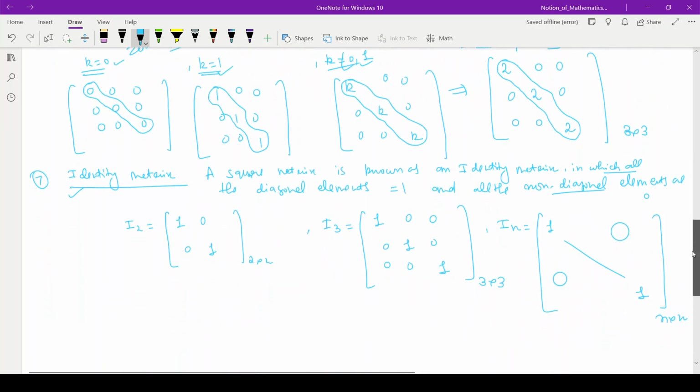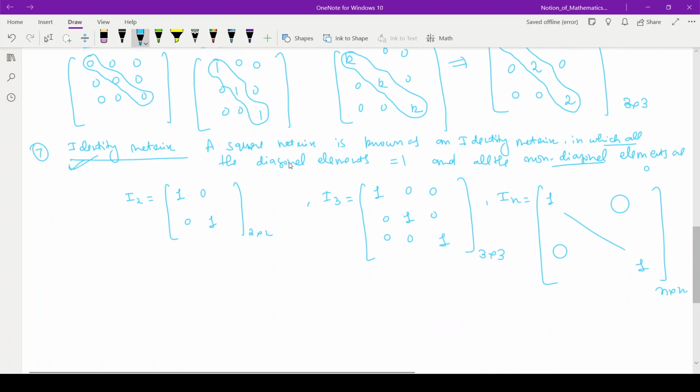After that, the next type of matrix is known as the identity matrix. What is an identity matrix? A square matrix is known as an identity matrix in which all the diagonal elements are equal to 1 and all the non-diagonal elements are equal to 0. Okay, so if I am writing here I2, it means identity matrix of order 2 cross 2. So all the principal diagonal elements are equal to 1 and all other elements are 0. So this is identity matrix of order 2.